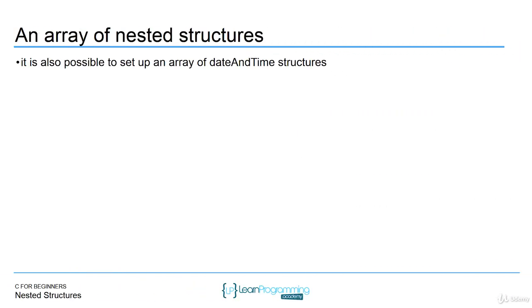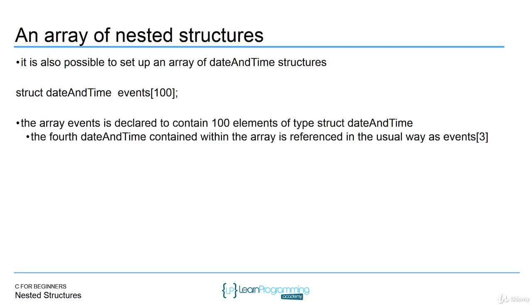Now that we know we can have nested structures, what about an array of nested structures? Now we're really getting into it. Yeah, it's possible. You can set up an array of date and time structures, and date and time contains 2 structures inside of it. You would just do it just like another normal syntax. You have to use those brackets to specify the size of the array. When you declare the actual structure name, you have to specify it of type date and time, just like any other structure. The array events is declared to contain 100 elements of type struct date and time.